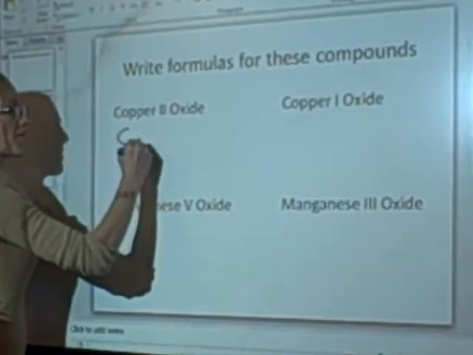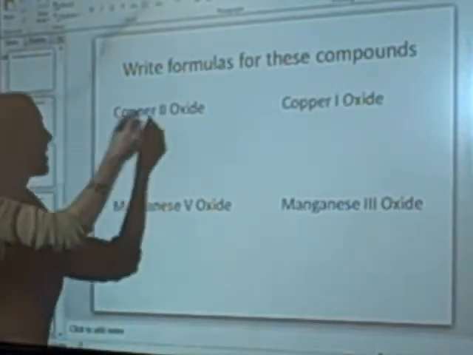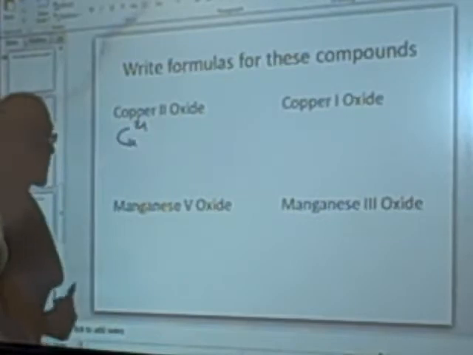So it's the same pattern. I'm going to write the symbol off the periodic table. Copper is Cu. This 2 tells me it's a 2+, so I don't have to figure out the charge.